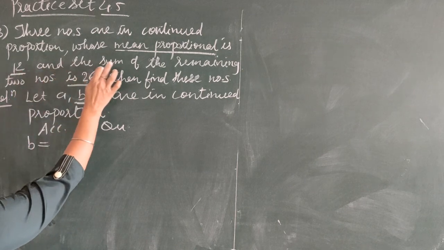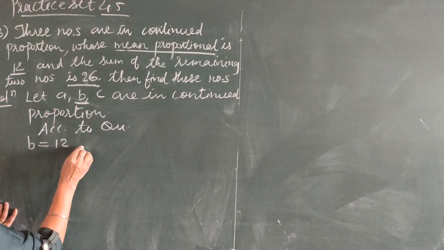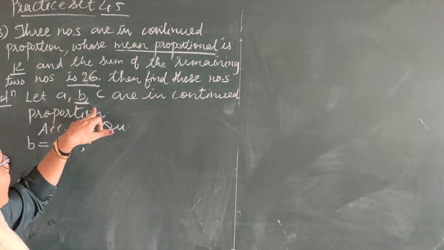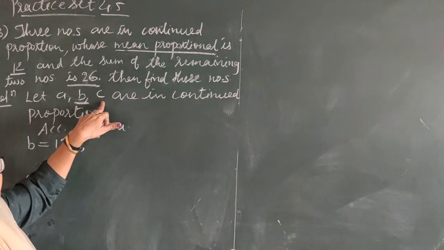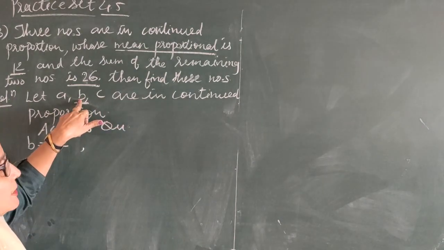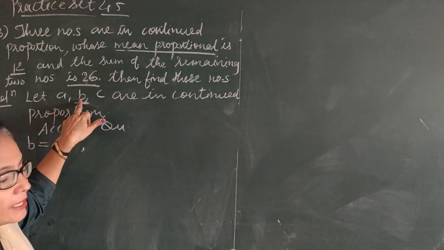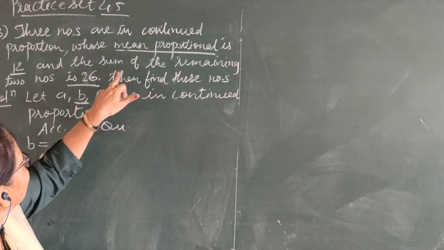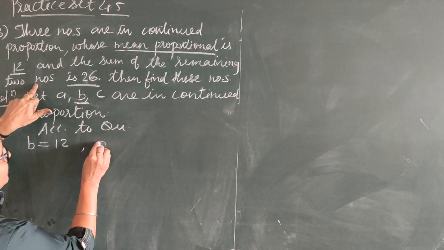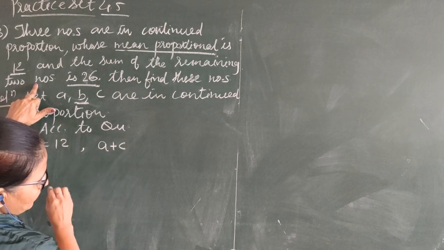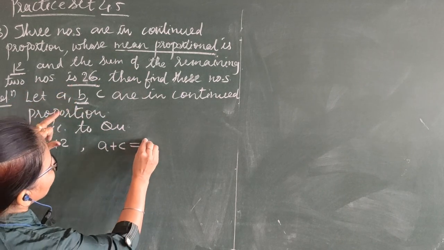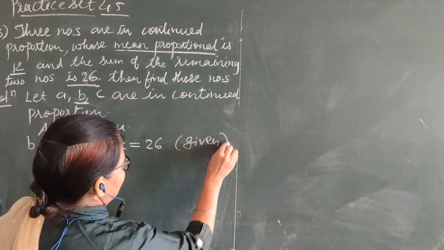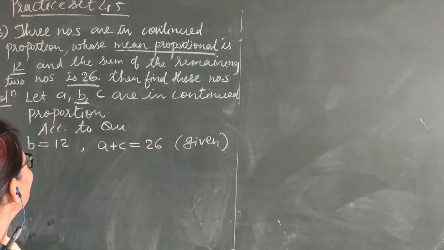What is given to you? Mean proportional is 12 and the sum of the remaining two numbers out of A, B, C. Which are the two numbers left now? B is the mean proportional. So which two numbers are left? A and C. So according to the question, the sum of the remaining two numbers, meaning A plus C, is equal to 26. This is what is given to you.